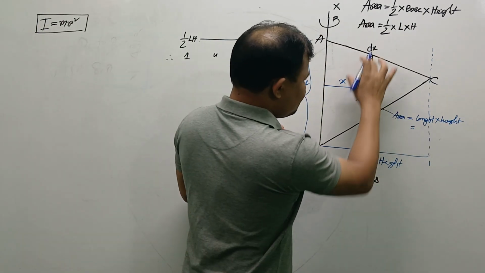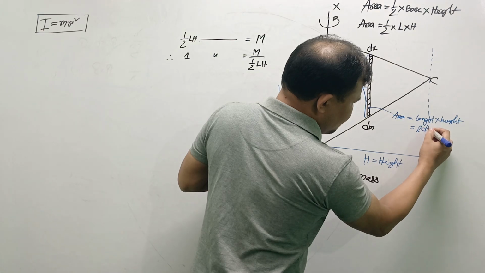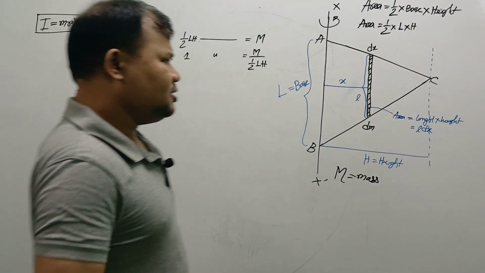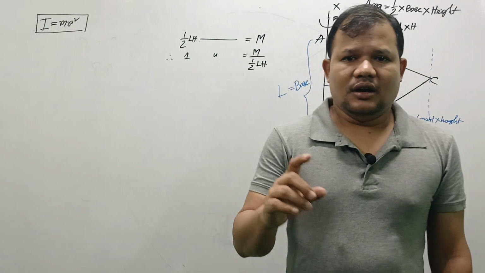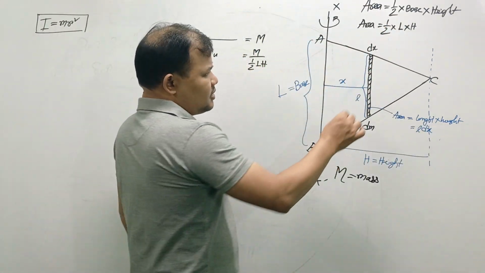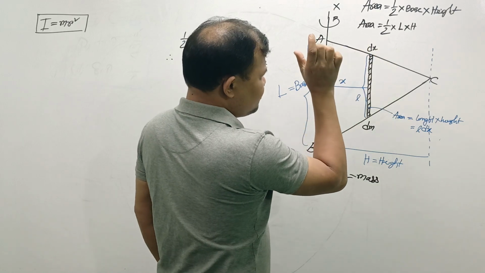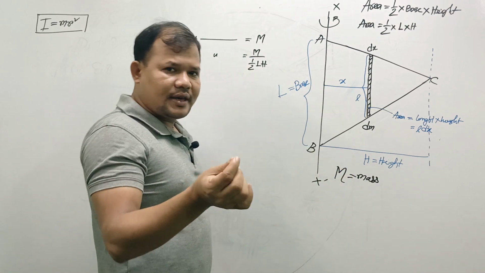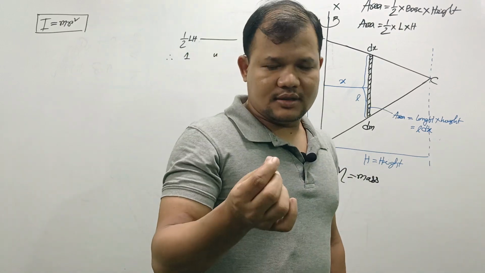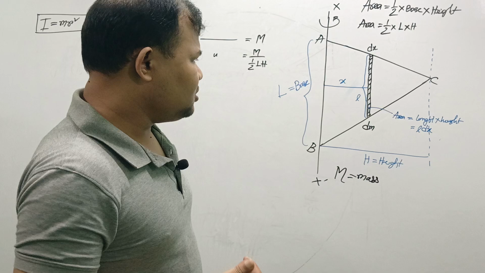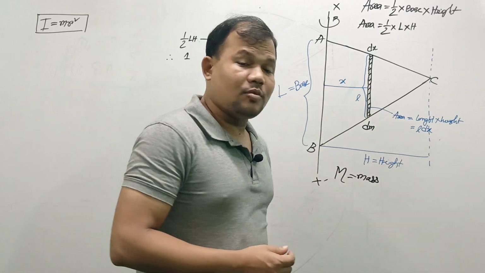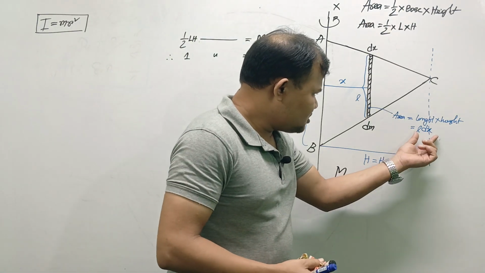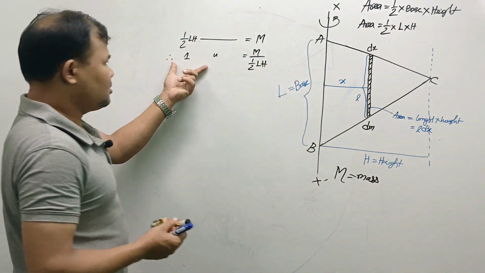The length of this small section is L, and the width, or height, is dx. Try to understand what is happening here. If the value of dx is very small, then this small section looks like a rectangle. Because of that, we can write the area of this small section. Now our duty is to find the mass of this area.